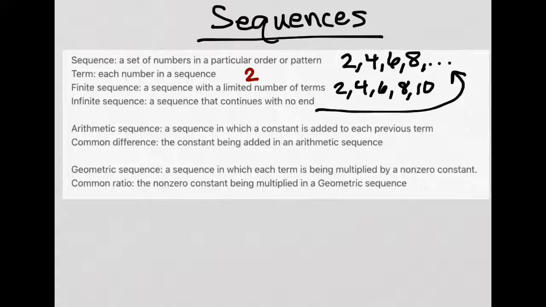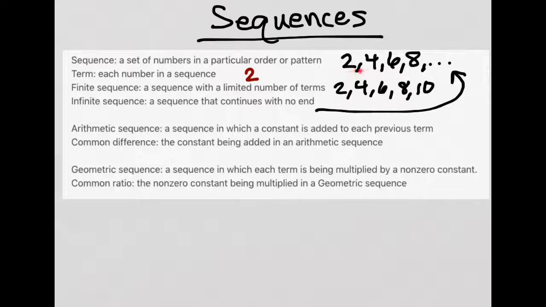There are two types of sequences that we need to look at: the arithmetic sequence and the geometric sequence. The arithmetic sequence is a sequence in which a constant is added to each previous term. So if we look at our sequences above that we wrote down for examples, you'll notice that these are arithmetic sequences, and that is because we're adding a number each time as we go.